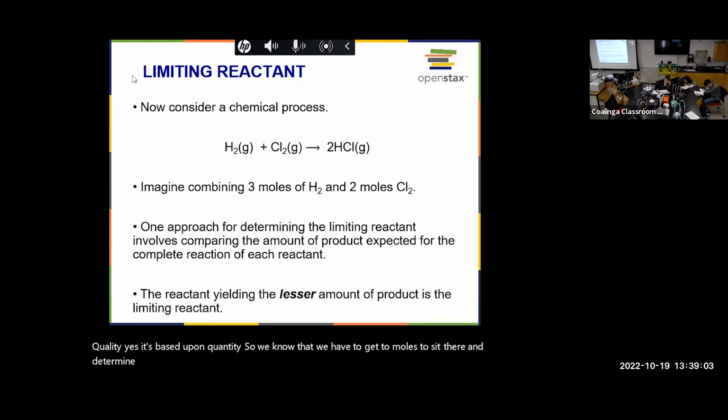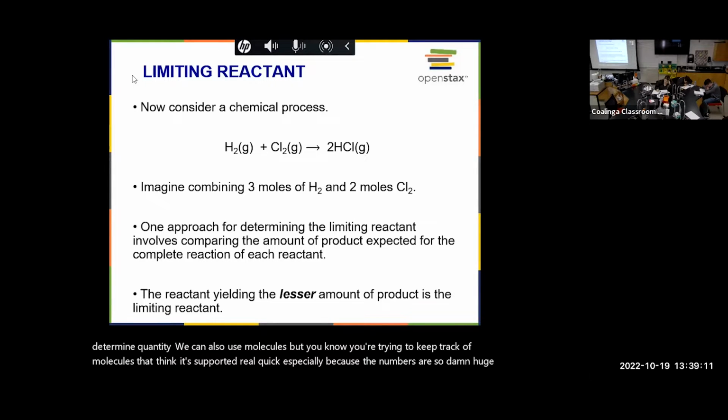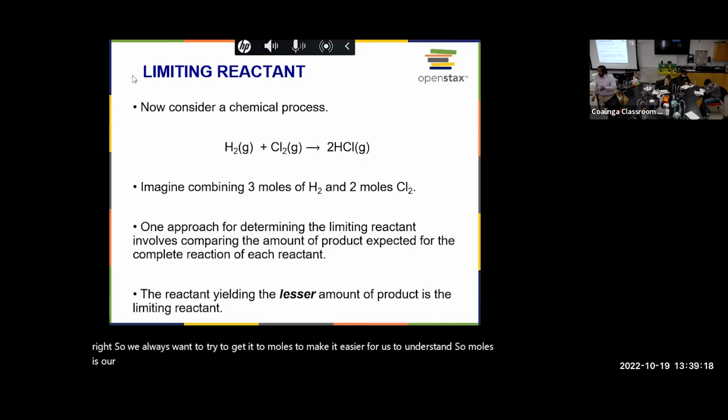We can also use molecules, but trying to keep track of molecules makes it boring real quick, especially because the numbers are so huge, right? So we always want to get it to moles to make it easier for us to understand. So moles is our gateway drug. Okay, you guys understand that? So if you're already given moles, you're already set, right? You get to use it immediately. But if you're not, you've got to work to get to moles, right?